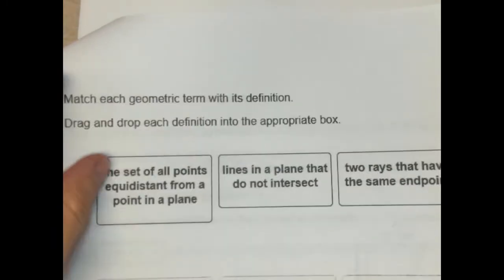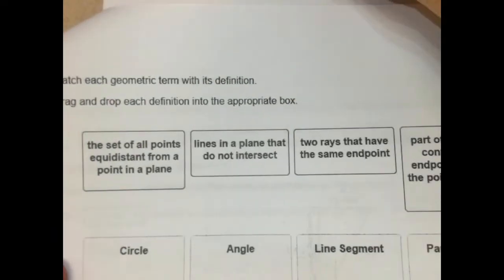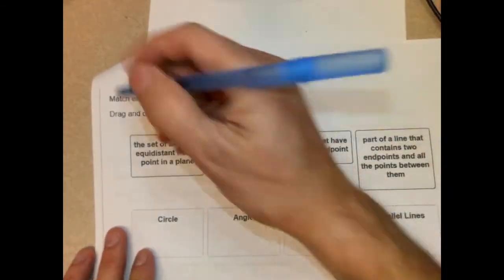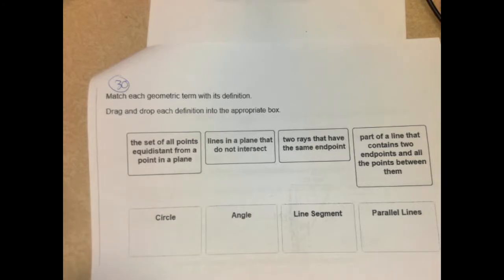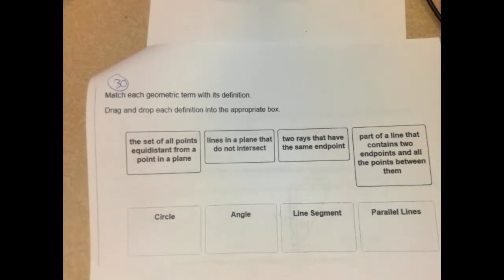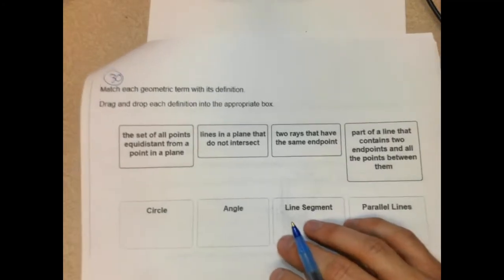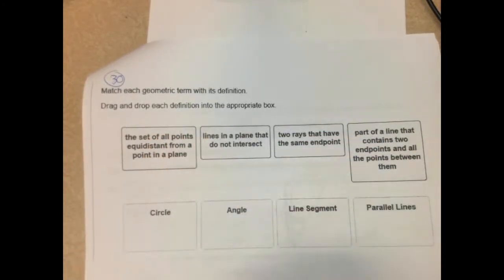So 30. Number 30. Okay. Match each geometric term with its definition. Drag and drop each definition under the appropriate box. So in the digital version, you just click on it and drag.